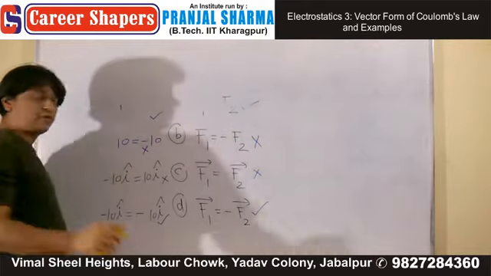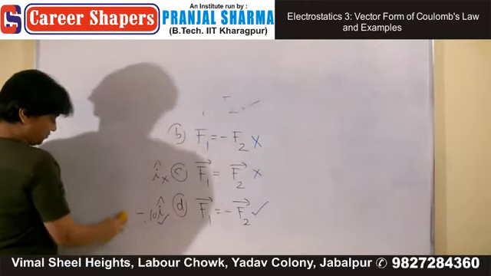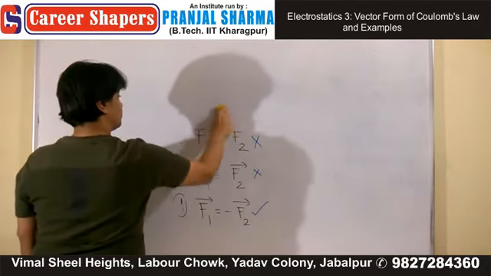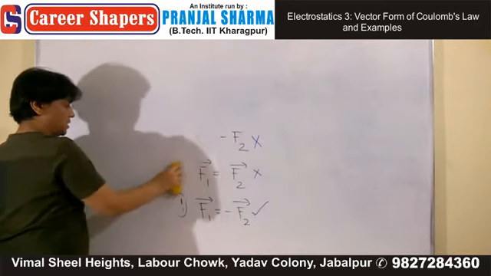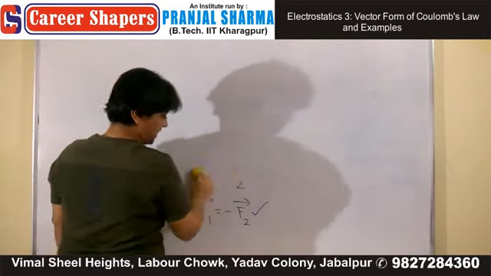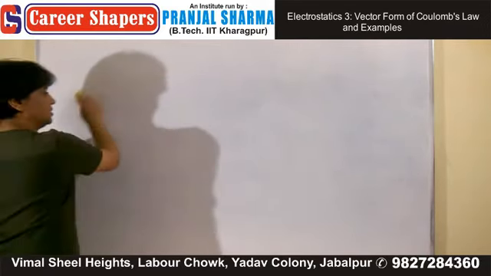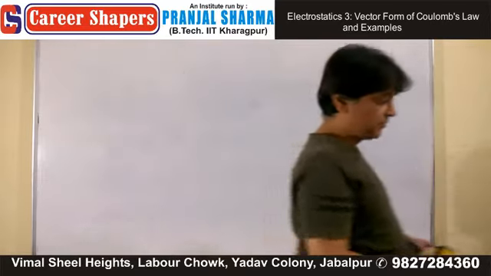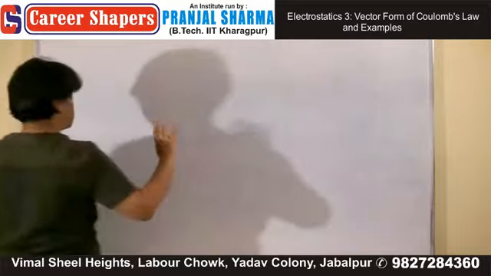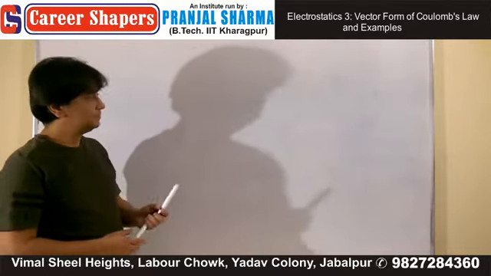Write down vector form of Coulomb's law. Vector form of Coulomb's law. We did the same thing with Newton's law for gravitation. We developed vector form. Exactly on the same line, we will discuss Coulomb's law.